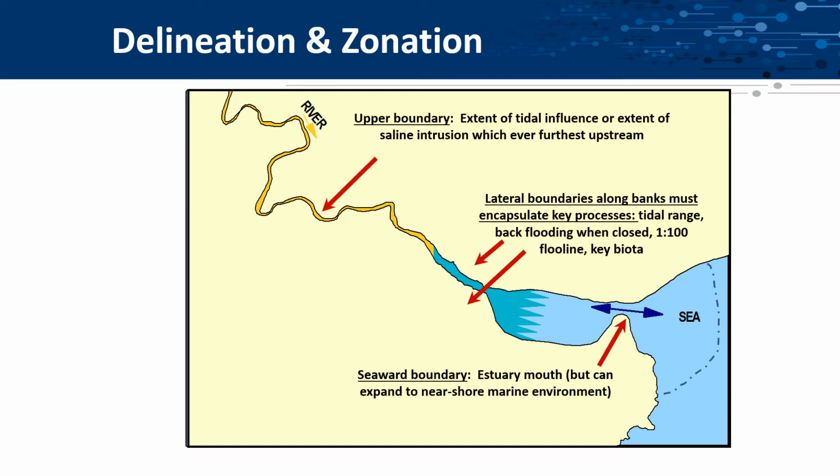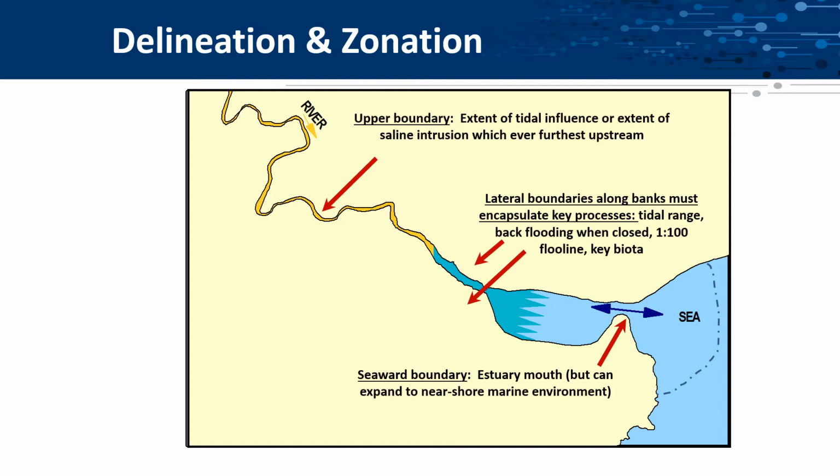Once we understand the flow regime feeding into an estuary, we need to start thinking about what we're actually going to be evaluating, and that requires delineation and zonation of our estuaries, from the river reach through the estuarine system out to the sea. So in the case of an estuary, the upper boundary is as far as the tidal influence could be detected, or salinity intrusion in some cases.